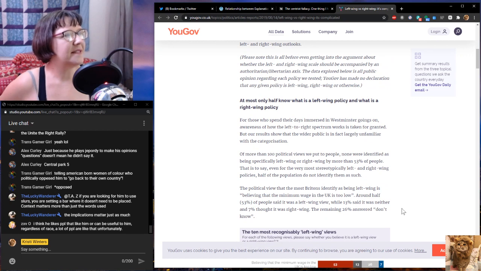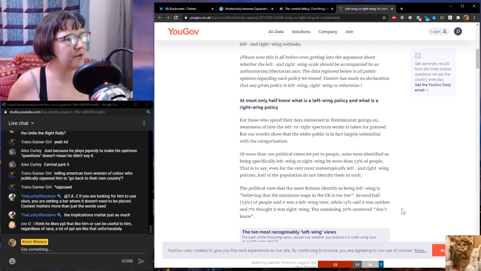Please note, all of this is before even getting into the argument about whether the left and right-wing scale should be accompanied by an authoritarian libertarian axis. The data explored below is all public opinion. Regarding each policy we tested, YouGov has made no declaration that any given policy is left-wing, right-wing, or otherwise. At most, only half of the people surveyed know what is a left-wing policy and what is a right-wing policy.